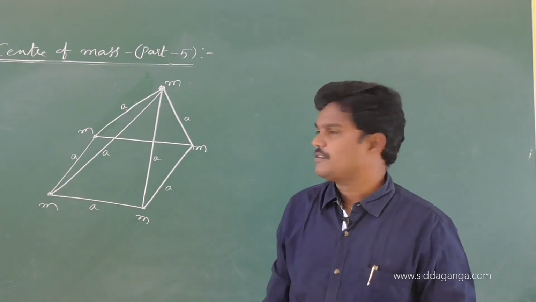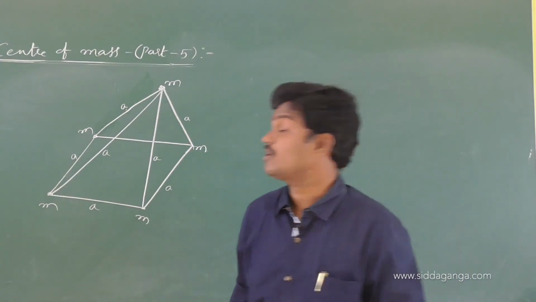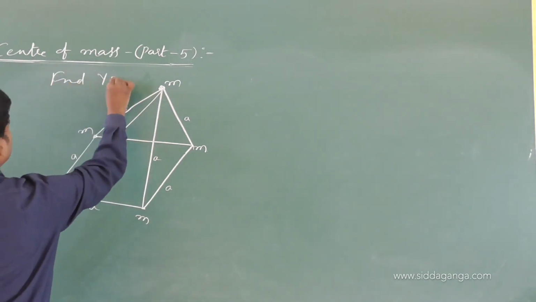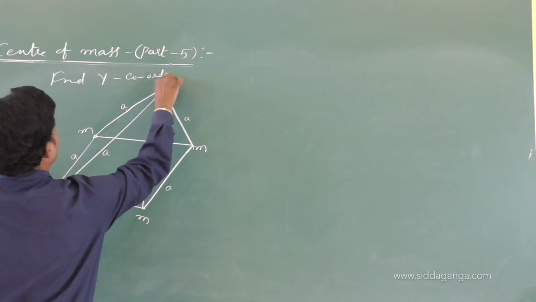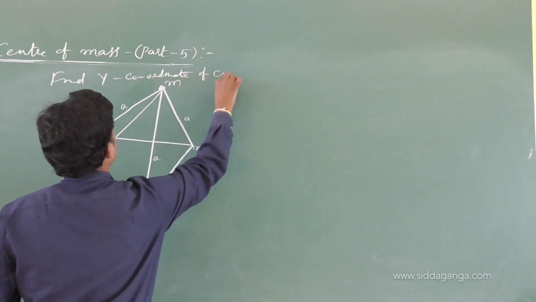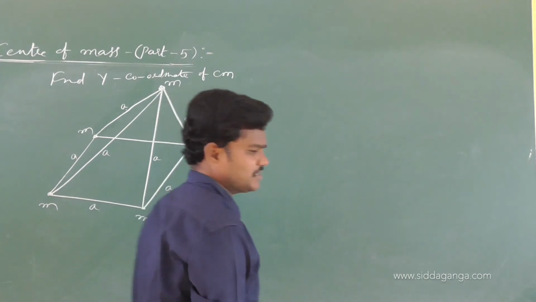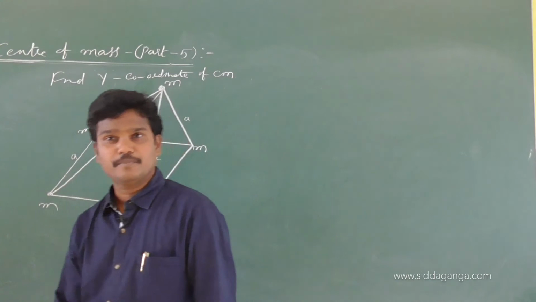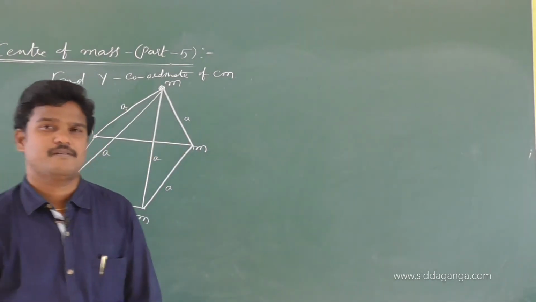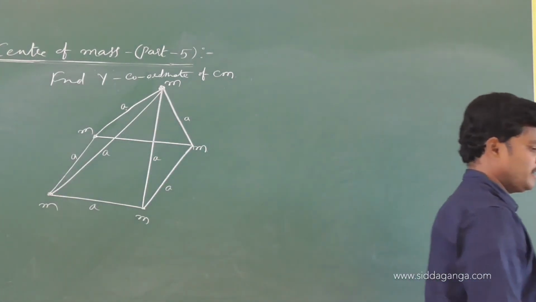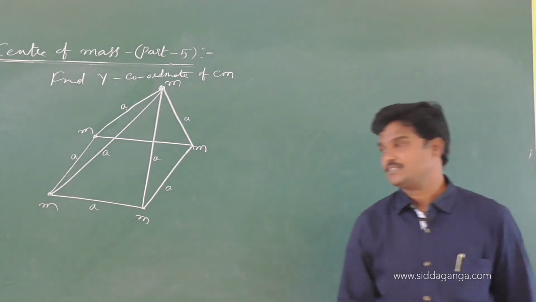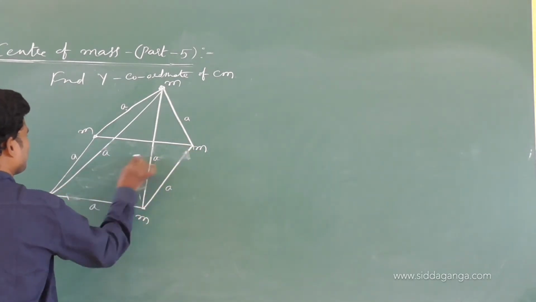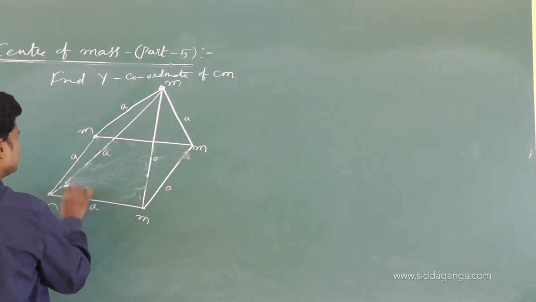Now for this type of system, let us find the y coordinate of center of mass. Find the y coordinate of center of mass of a pyramid as shown in the figure. All the sides are A.